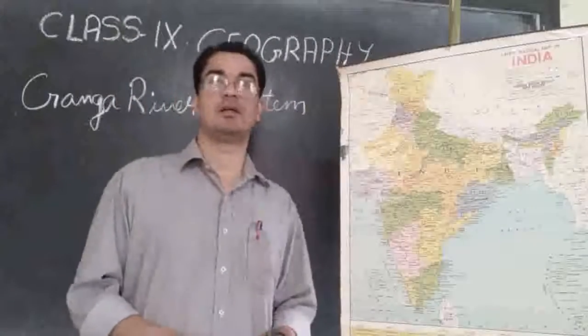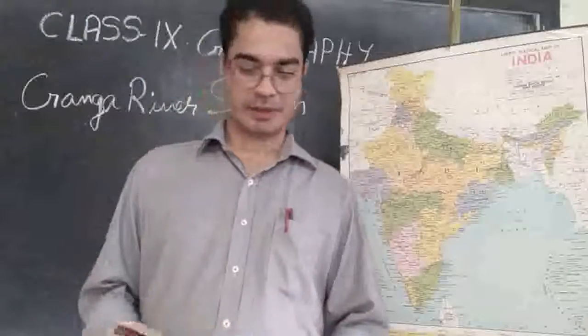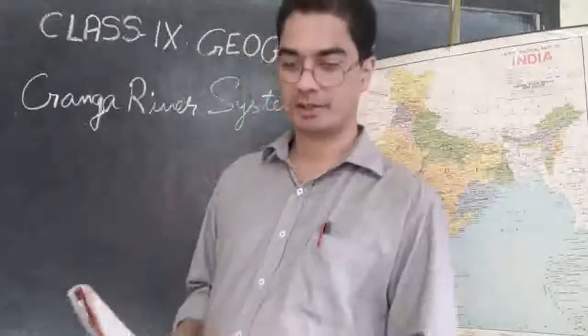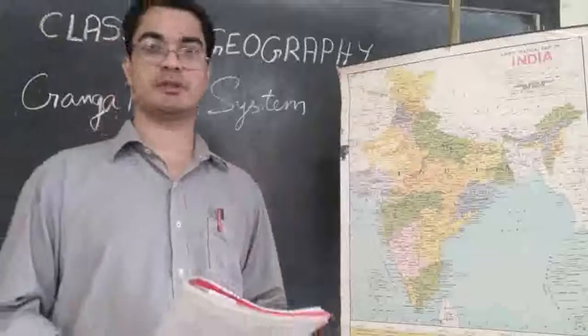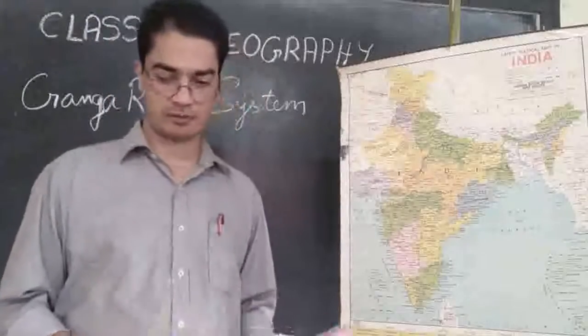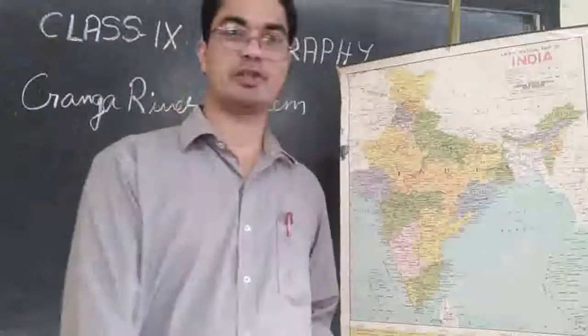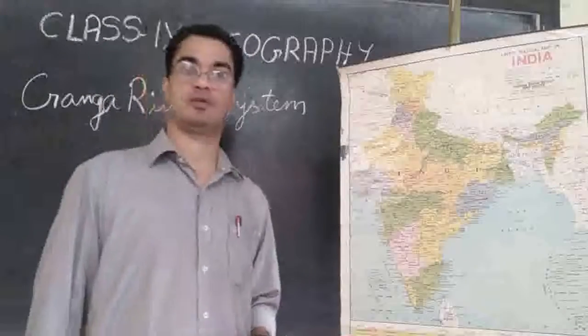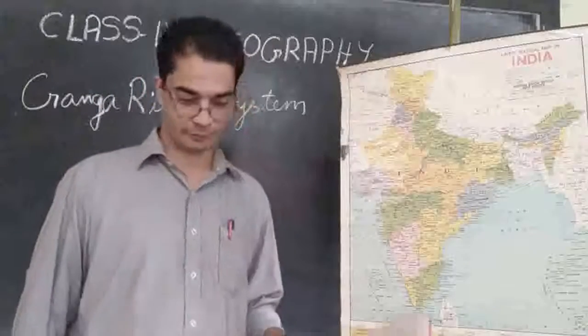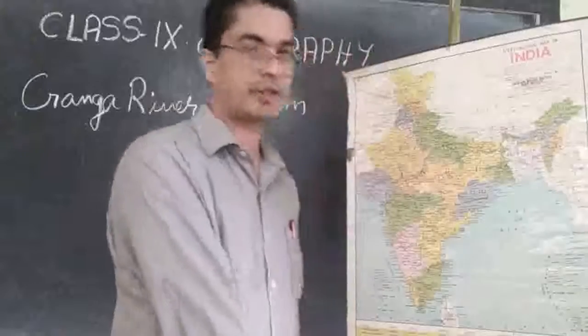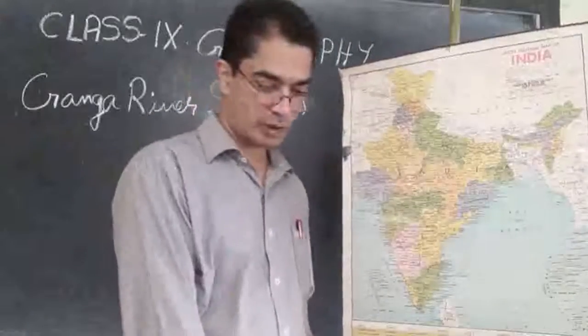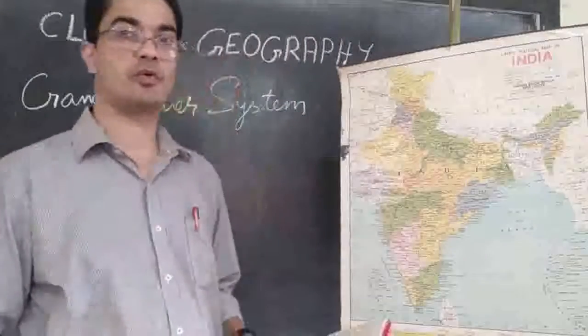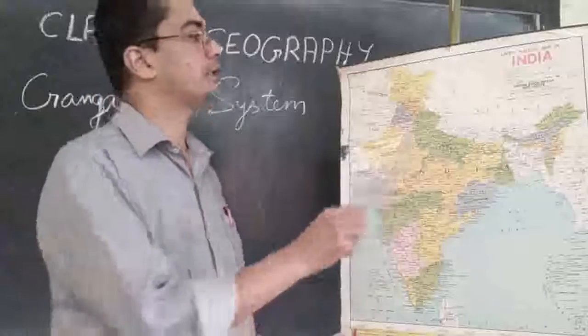And the great river that we learned about yesterday is River Indus. I hope you remember the names of different tributaries of River Indus and through which way they are flowing and so on. So we said that the river is originating near the Lake Manasarovar, that is in Tibet.